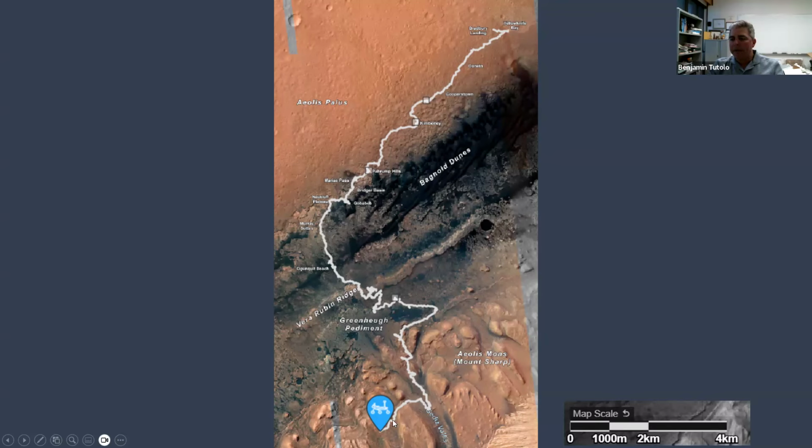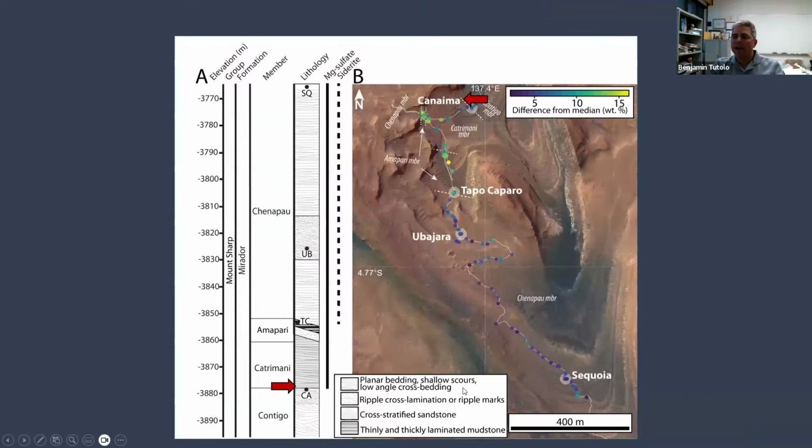And the most interesting things that we are going to focus on today occurred along this section of the traverse, particularly along this magnesium sulfate bearing unit. So the magnesium sulfate bearing unit was mapped from space, including by, I believe, some PSI affiliated scientists prior to our landing in the crater.